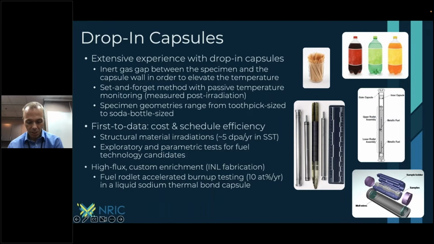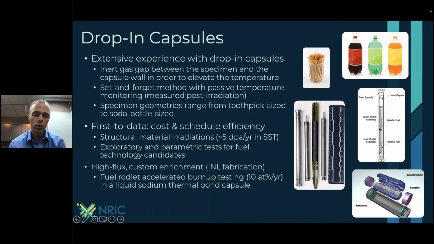So the whole thing with these drop-in capsules is that typically one uses a gas gap between the specimen and the outer wall of the capsule to create a thermal resistance, so that gamma heating and/or fission heating in the specimen drives its temperature up, and really virtually any relevant temperature is achievable just based on how you adjust that gas gap. And so really a utilitarian way to do a cost-effective irradiation.